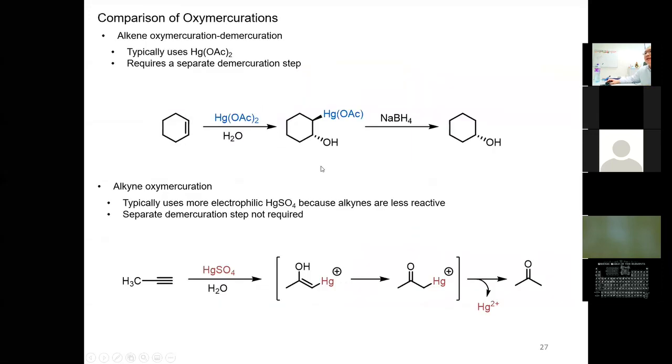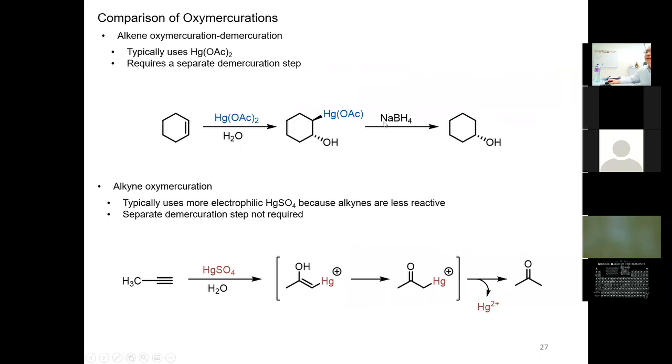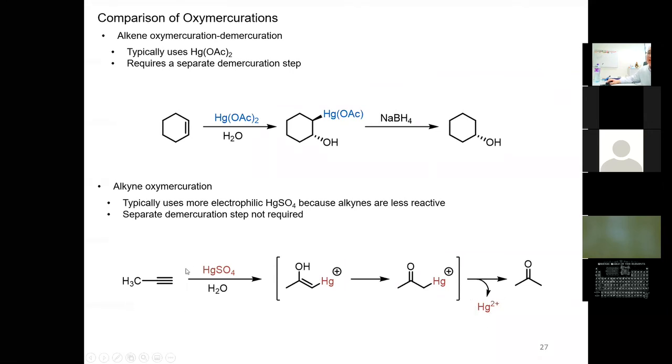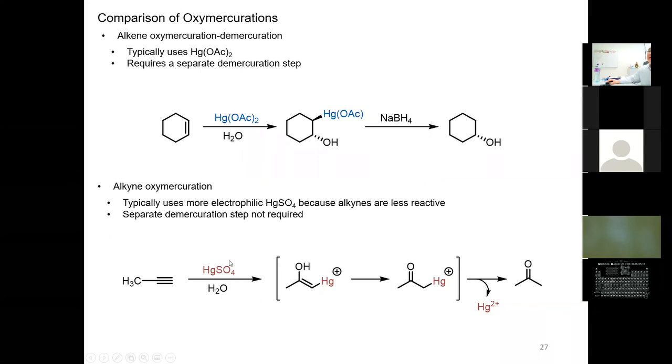Unlike the alkenes, where you need to add sodium borohydride to remove the mercury, the mercury leaves by itself in the alkyne, so it can go back, react with another molecule. So the mercury is only used in catalytic amount. And another difference between the alkene and the alkyne oxymercuration is that the alkene oxymercuration usually uses mercury diacetate, and the alkyne usually uses mercury sulfate because alkynes are less reactive. So remember the reaction diagram, right?